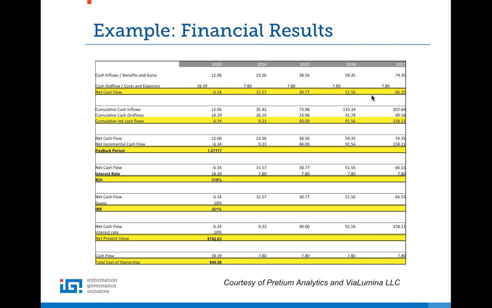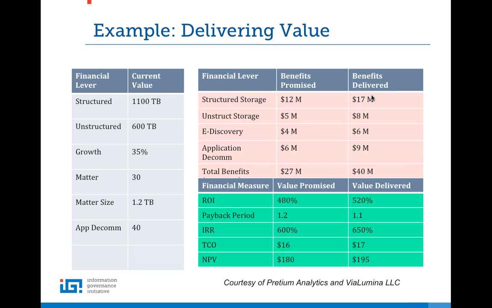This is an example of a spreadsheet developed by a business partner of mine at Pretium Analytics, actually putting together some sophisticated financial analysis of doing information governance. Again, just to show you an example. This is another one, again designed by Pretium, showing sources of cost. Here you have structured information, unstructured information. How much of that is there? What's the growth rate? Typical number of matters or e-discovery events and how big they are, and then you can see the value and the financial benefits delivered by managing this information better, getting rid of stuff that has no value, getting rid of applications that have no value. And again, just to give you a flavor of the language and the way that some of this presents in building out the business case.